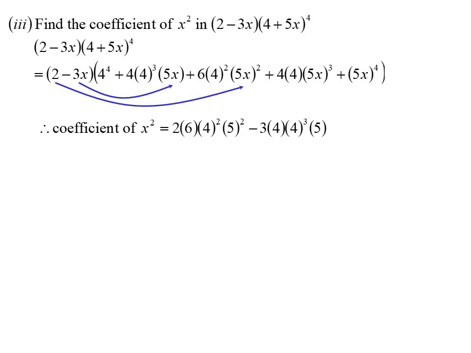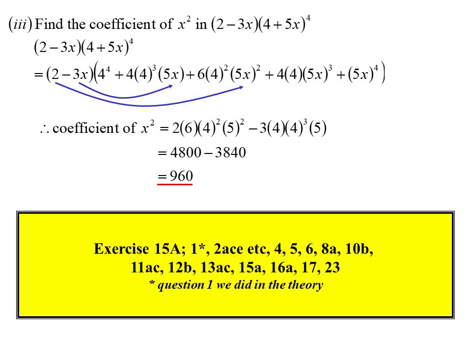And notice it says find the coefficient. So I don't worry about the x squared. I'm just interested in what's in front of it. 2 times 6 times 4 squared times 5 squared minus 3 times 4 times 4 cubed times 5, which we can easily work out to be 960. That will do us to start off with our look at binomial expansion.